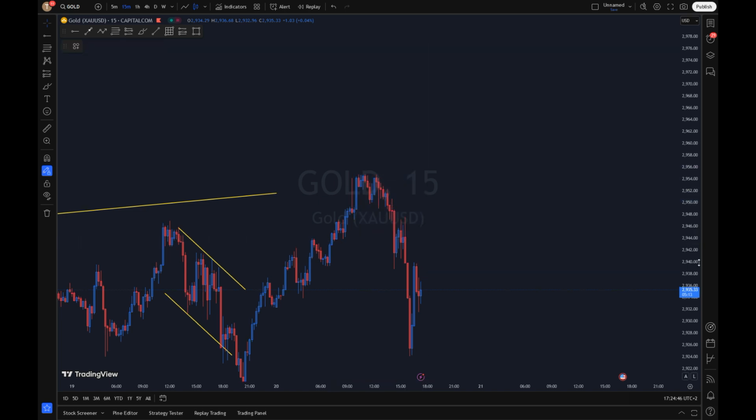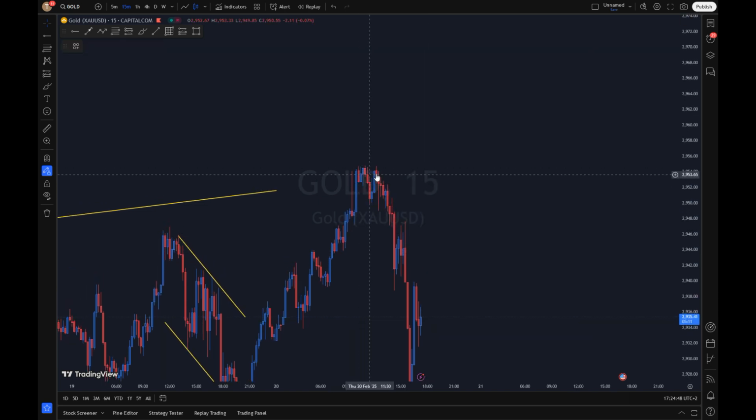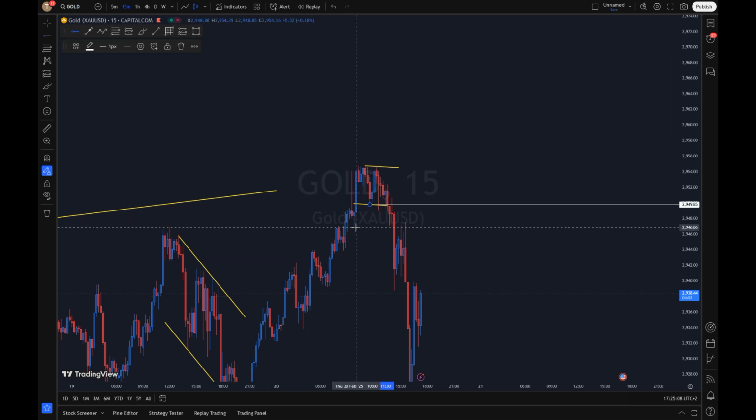Okay, guys. So it was during, let me check, around 12, around 12 break time at school. I saw this kind of setup, this continuation pattern. Obviously I identified my takeout level, and I waited for a third touch.